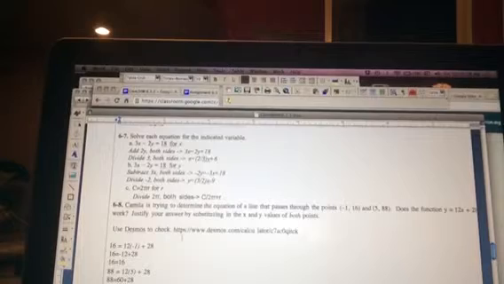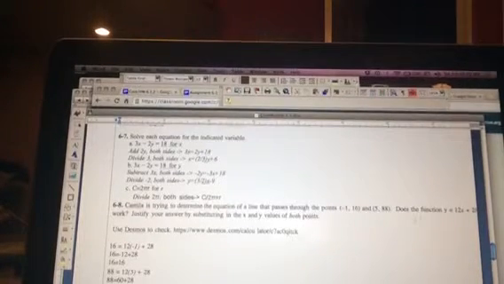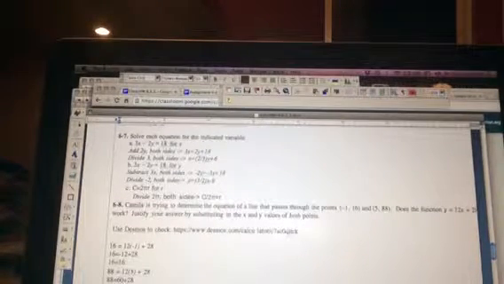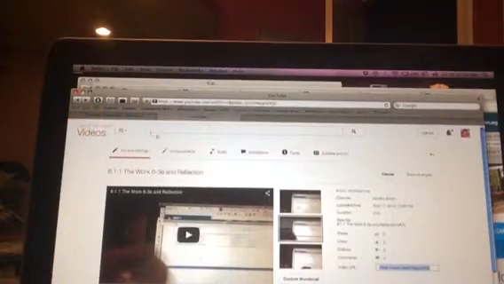Okay, last it says to check Desmos. So basically what we're going to do is we're going to plot this equation, y equals 12x plus 28, and then we're going to see if those 2 points are actually on there. So let's get rid of, we'll just hide this stuff. It's always good to hide things rather than to make them disappear altogether. So it's y equals 12x plus 28. So there it is.